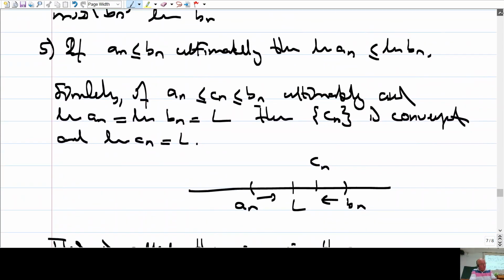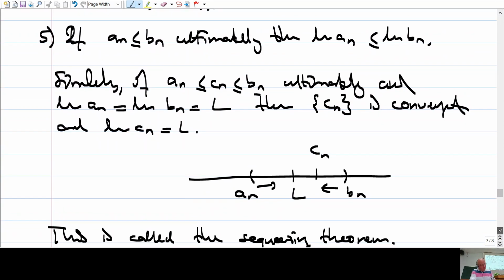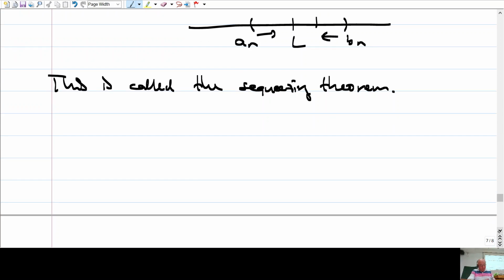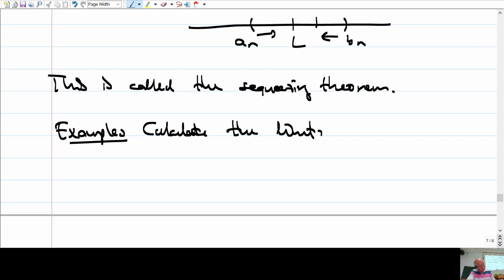So this is what we call squeezing theorem. Let's see some examples. Calculate the limits of the sequences.